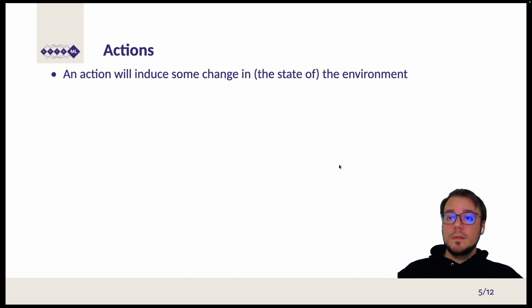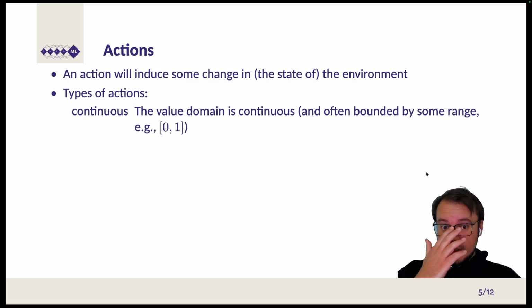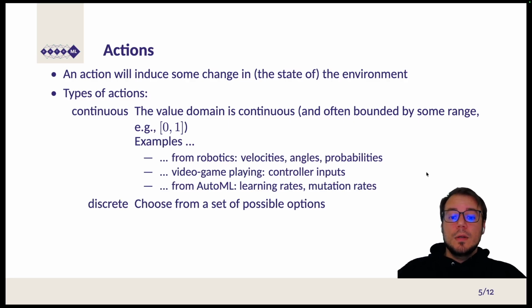Now, actions as part of reinforcement learning will induce some change in the environment. All right, and we have different types of actions. Continuous ones are usually constrained by a certain range, and we often have the range set to the 0-1 domain, especially since we're using deep reinforcement learning or deep neural networks, and 0-1 is a good area for optimization. Now, examples from robotics include you want to control some velocities or angles or probabilities, and in video game playing, the controller inputs are classical actions that you want to take. And in AutoML, we have had the learning rates as a running example going on.